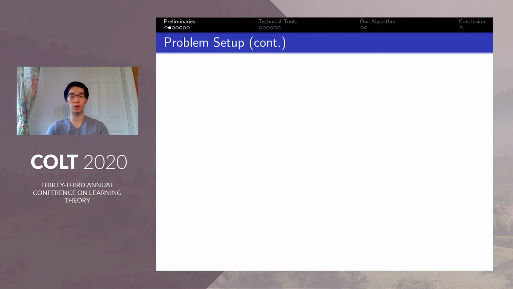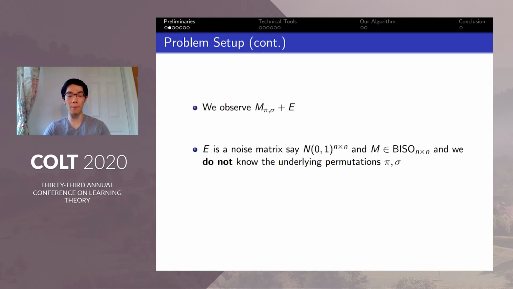Now, the specific question that we seek to answer is the following. We observe M pi sigma plus E, where M is bivariate isotonic, pi and sigma are unknown permutations, and E is a noise matrix. For simplicity, let's think of E as having entries drawn from a normal distribution with mean 0 and variance 1. There are some technicalities that we deal with in the full paper, but we will not worry about them here. Given these noisy observations, our goal is to recover the underlying matrix M. It's worth noting here that the size of the noise matrix E is comparable to the size of M. That means that individually, each entry that we observe contains essentially no signal.